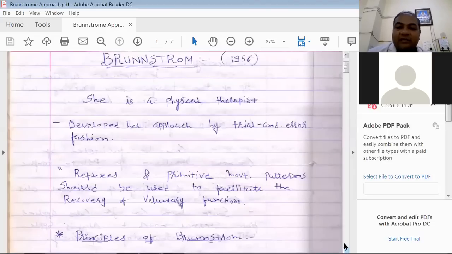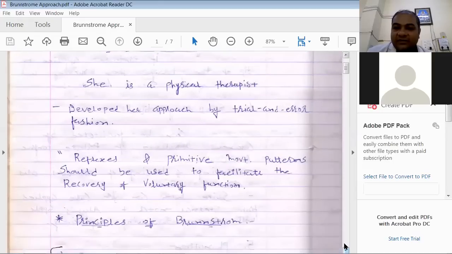The approach was developed by trial and error. Brunnstrom, the physiotherapist, was using this approach. She was trying to apply the reflexes which are present in hemiplegic patients, and associated primitive movements and associated reactions. All of these were already available in the hemiplegic patient. She was trying to use those available reflexes, associated reactions and primitive reflexes in order to gain movement. And she was succeeding in that. Then she developed this approach.